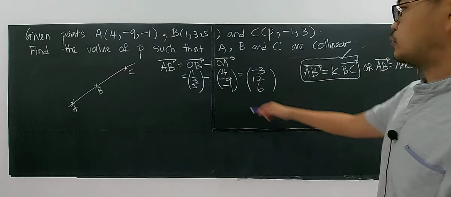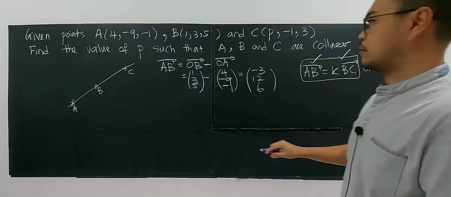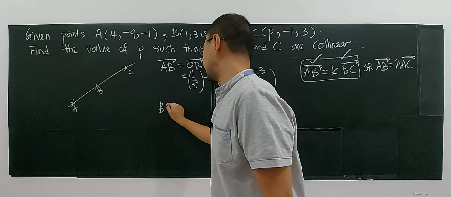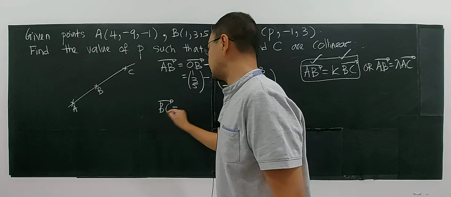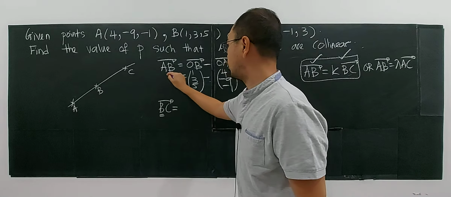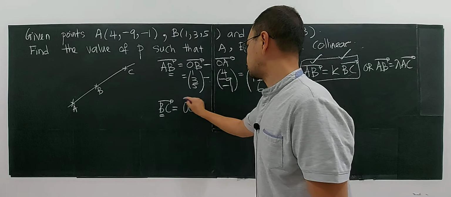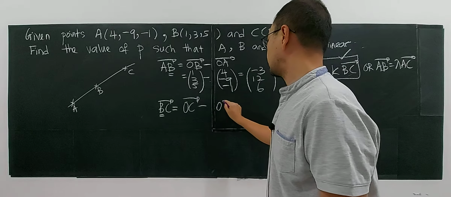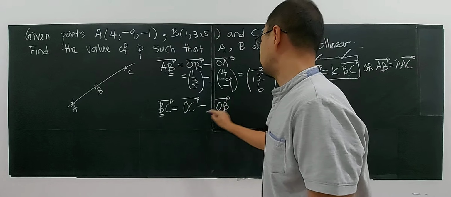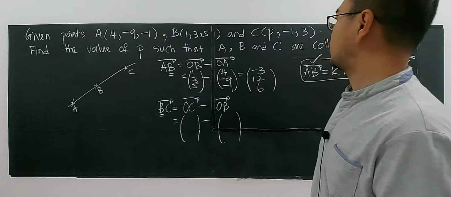So, okay, after finding AB, we're finding BC, all right? B to C. See whether these two can relate or not. If they relate, definitely they will be parallel and they are collinear because they have this common point here. So B to C is the position vector for C minus the position vector for B.